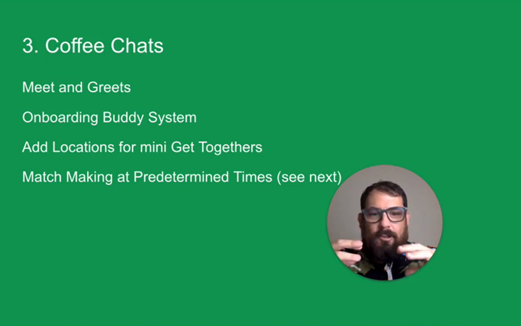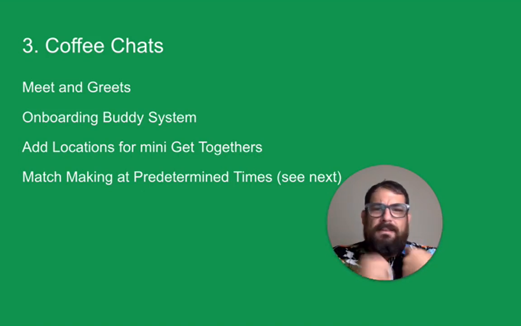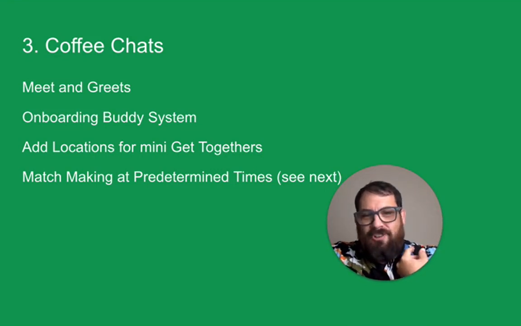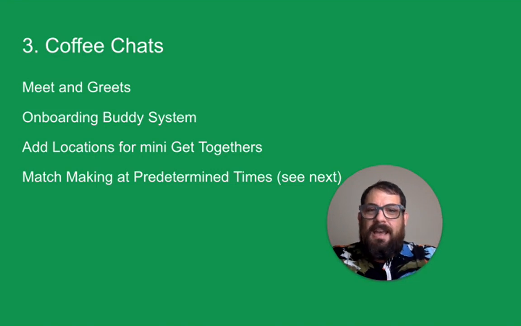You can also add locations of your community members. Let them consent to giving out their location. Maybe it's just a city, not actual addresses, of course, but add locations so that people can find out, are they in the same city, and have many get-togethers around your community.